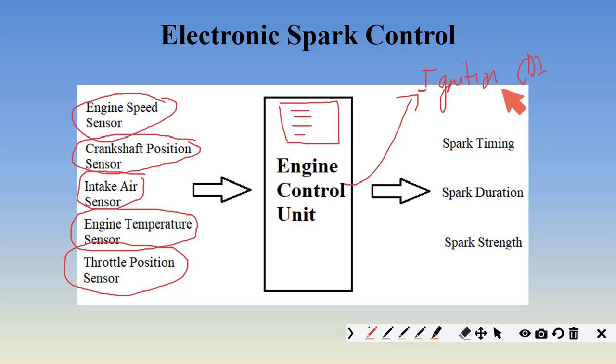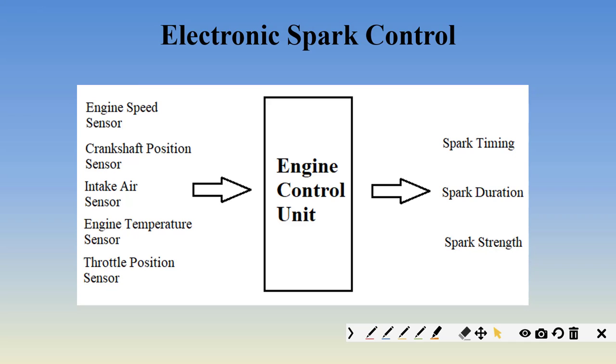So based on this, what are the things that we are controlling? We are controlling the spark timing, when exactly the spark is produced, spark duration, for how much time the spark is produced, and spark strength. What is the strength of the spark produced? Okay, so this is how an engine control unit works.